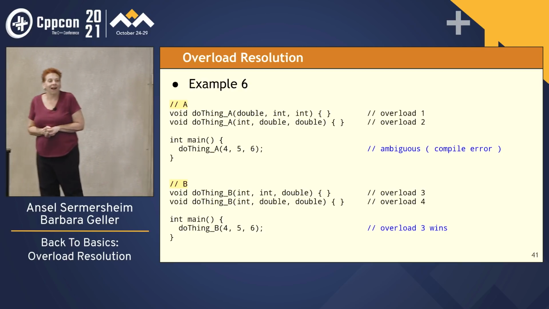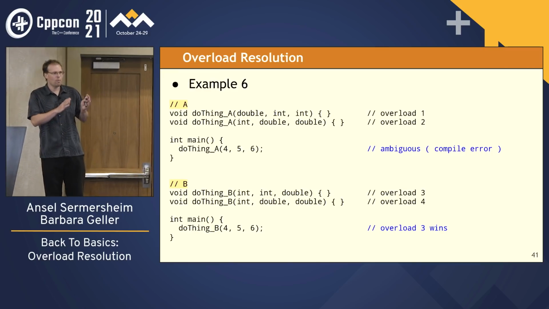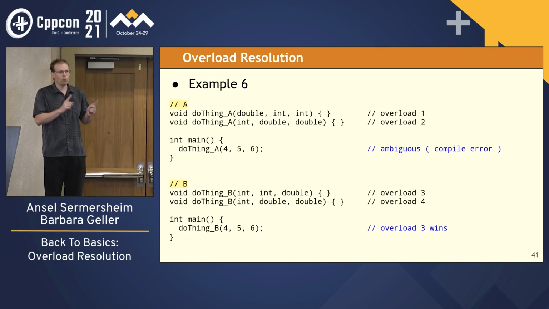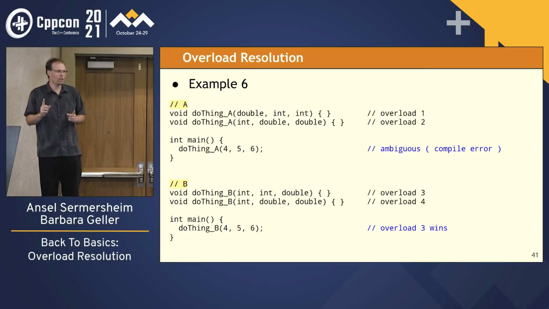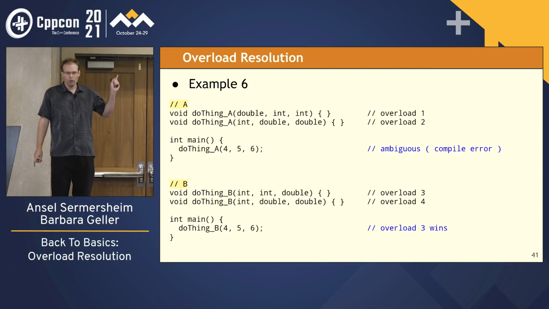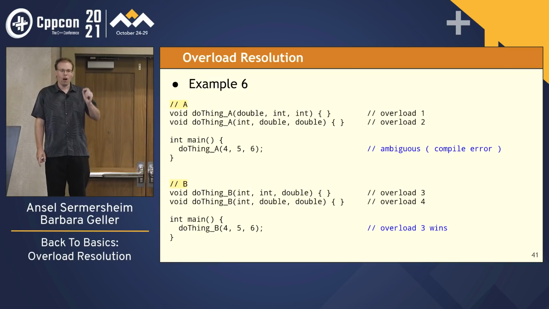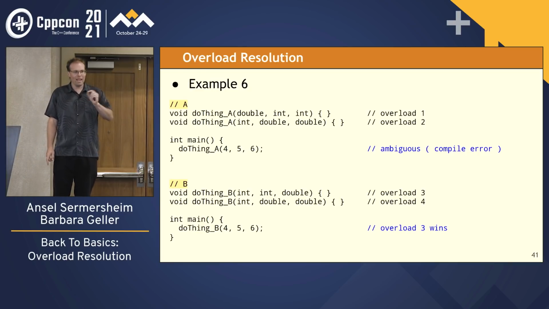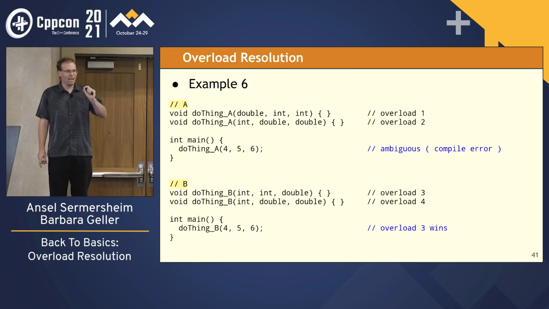The reasoning for this is a little bit subtle, and it's because multiple arguments are considered one at a time in the overload resolution process. So if you look at example A, we look at the first argument. Overload 1 loses, so it can't be the best match. Then if we look at the second argument, overload 2 loses, so it can't be the best match. So there's no candidate in first place. So the call is ambiguous.